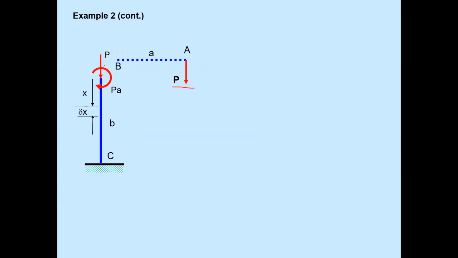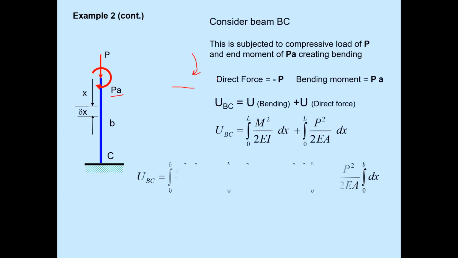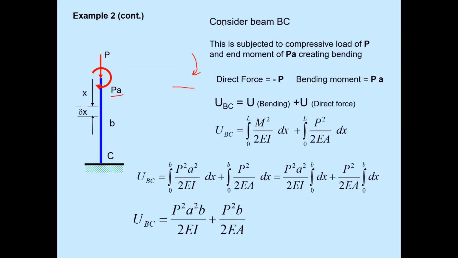generate at point B due to the force at A is P into A, force into distance. So the moment will be generated in the clockwise direction. This is the clockwise direction. So P into A will be the moment, and P is the force in that member. So considering beam BC, this is subjected to a compressive load of P and the end moment is PA, creating bending.